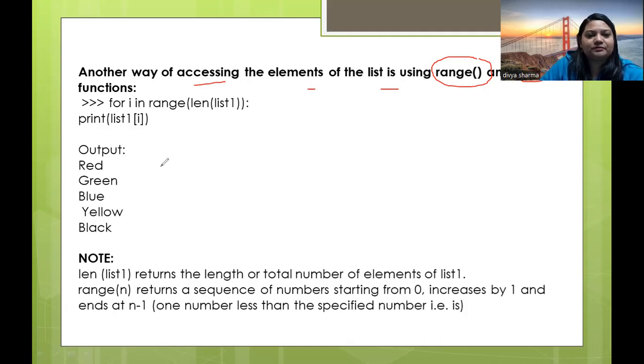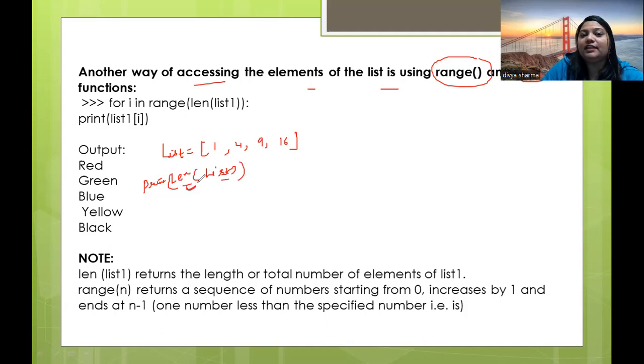Suppose I have list is equal to 1, 4, 9, 16. So the len function will return the length of the list. Print len of list. Len of list means that it will return the length of the list. So how many elements are there? 1, 2, 3, 4. So only 4 elements are there in the list.